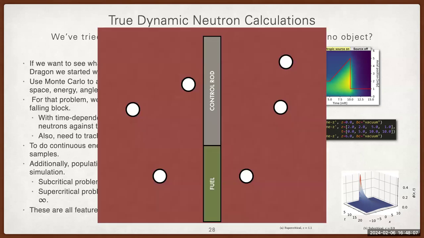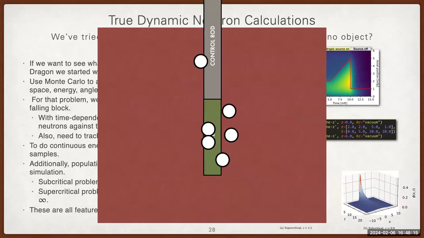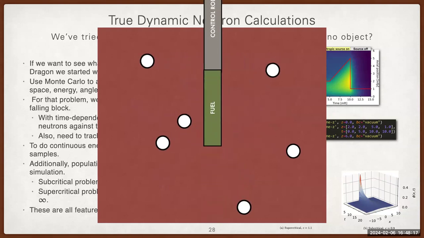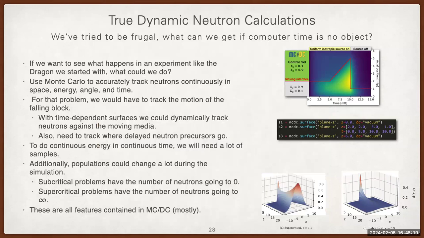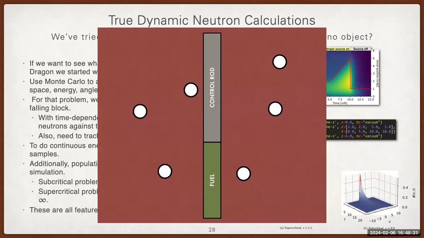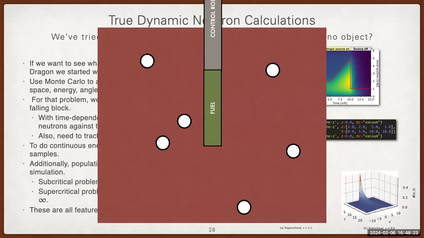So what that looks like, let's say we had a scenario where these things are my neutrons, not to scale. This is my control rod and my fuel, and then the control rod moves and the fuel moves, and I should be able to track the neutrons through that. So we can see, when they hit somewhere, whether there's fuel there or whether they hit the control rod, and that's going to affect the dynamics.